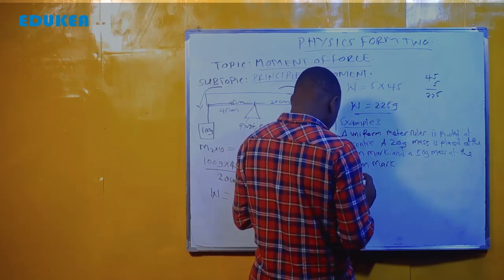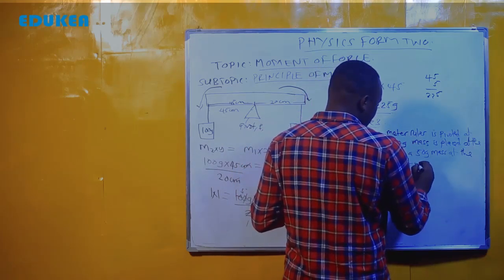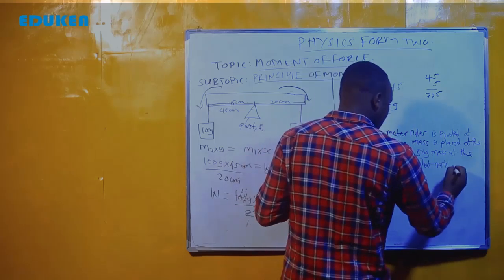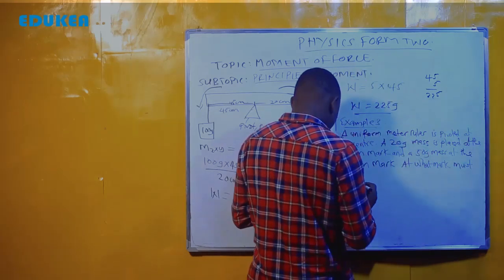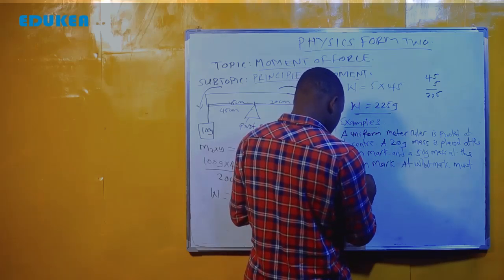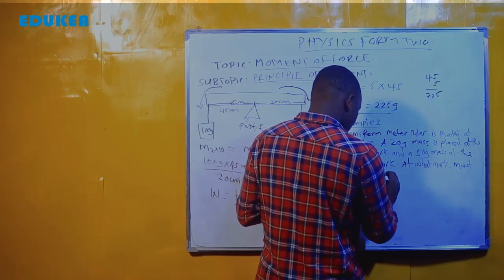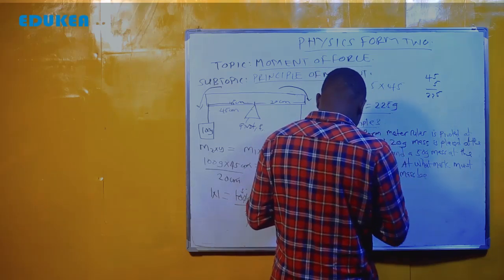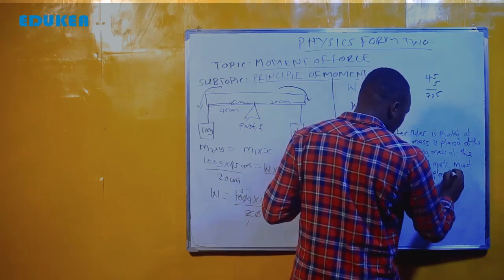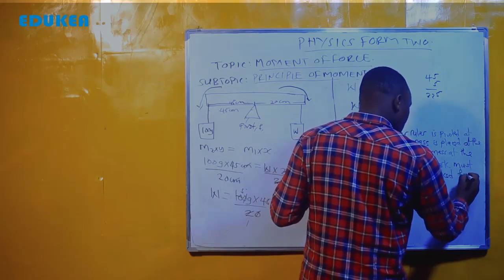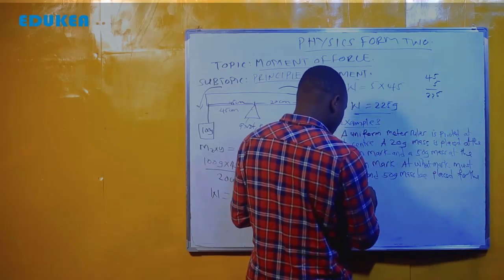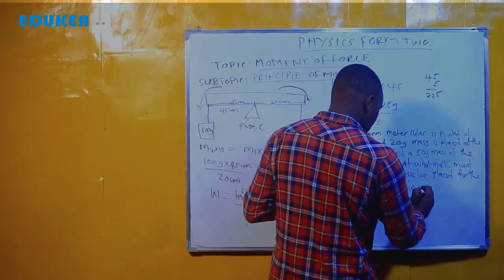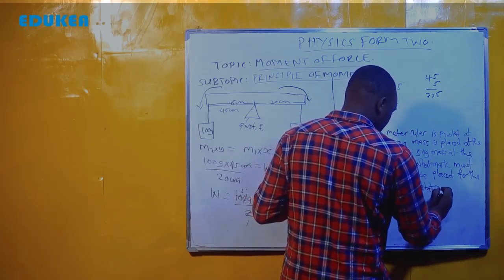Now at what mark must a second 50 gram mass be placed for the system to be in rotational balance.